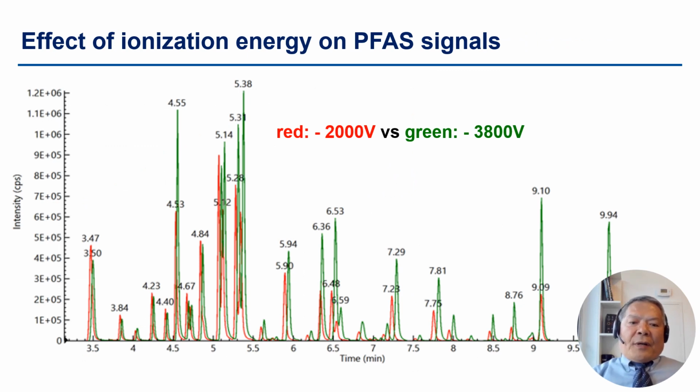This slide compares the effect of ionization energy on PFAS signal. We found that at a lower ionization energy, the smaller PFAS actually have a better signal. With the increase of ionization energy, the long chain, less polar PFAS have better signal.